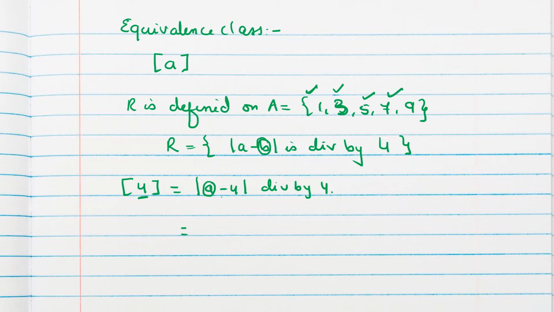7 we will keep here at A place. 7 minus 4 is 3, not divisible by 4. Then 9 we will substitute. 9 minus 4 is 5, which is again not divisible by 4. So this will be the empty set.